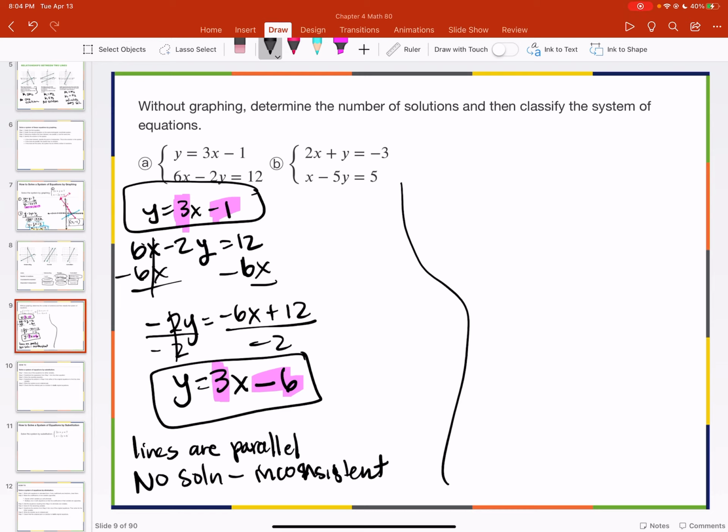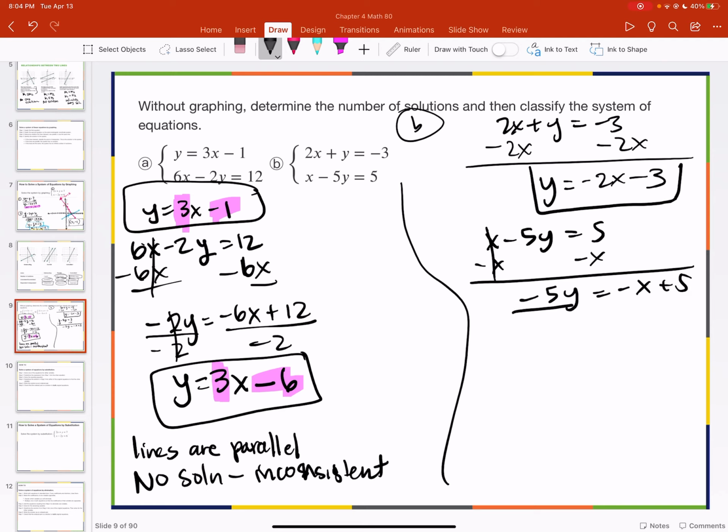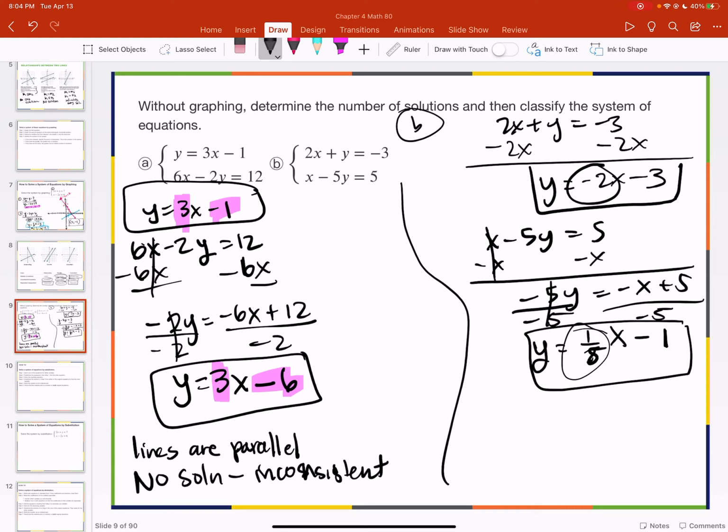What about for B? We have 2x plus y is equal to negative 3. I'm going to put that into y equals mx plus b form. Minus 2x minus 2x, y is equal to negative 2x minus 3. That's for the first one. Now the second equation, we have x minus 5y is equal to 5 minus x. We get negative 5y is equal to negative x plus 5. Let's divide both sides by negative 5. We get y is equal to positive 1/5 x minus 1, because 5 divided by negative 5 is negative 1. So these have different slopes and different y-intercepts.